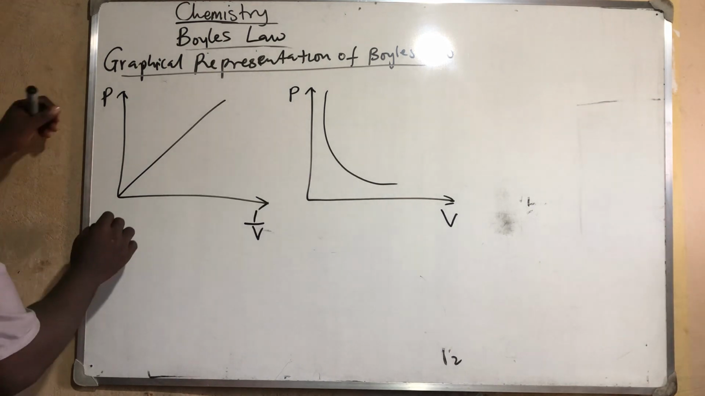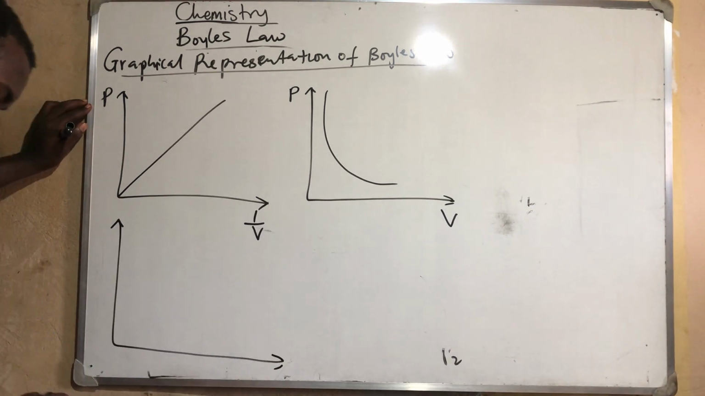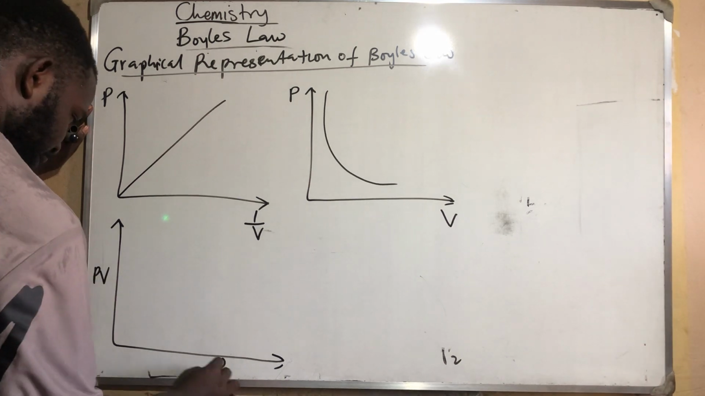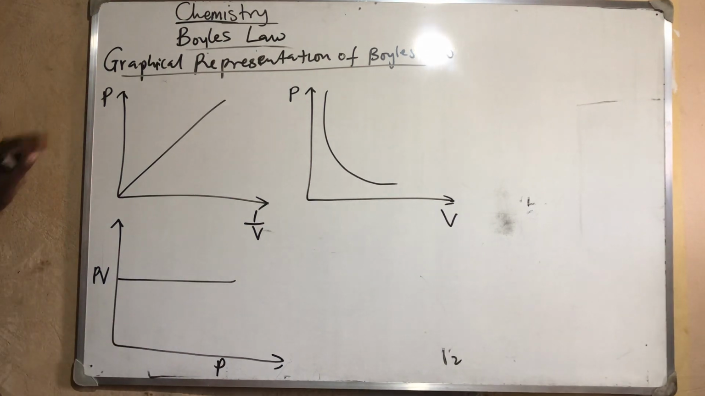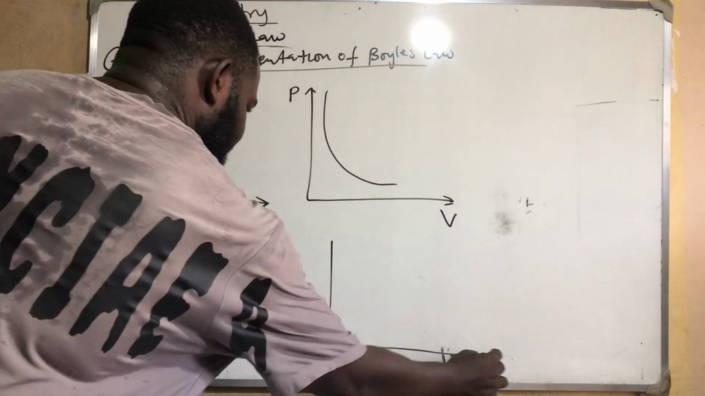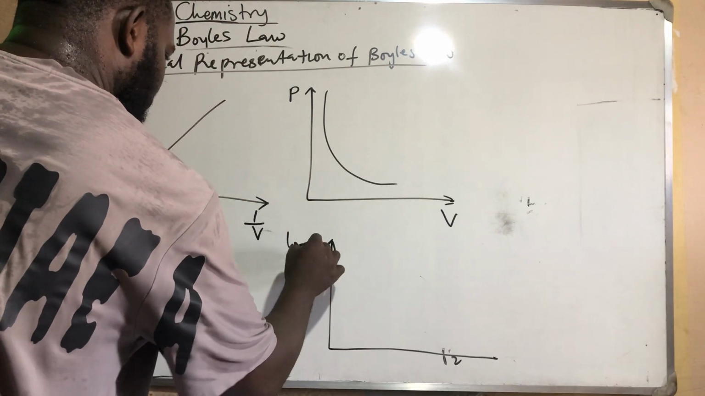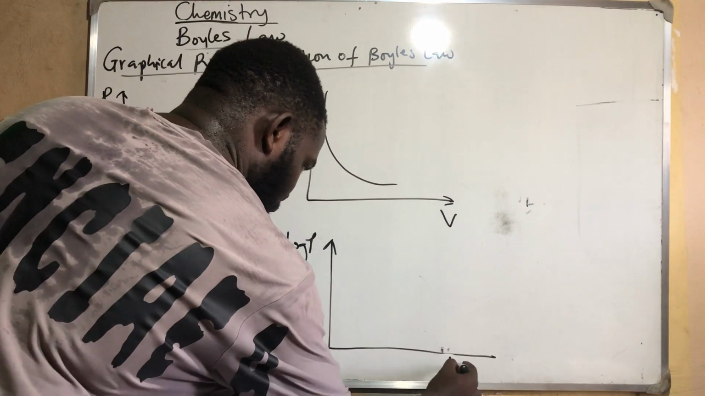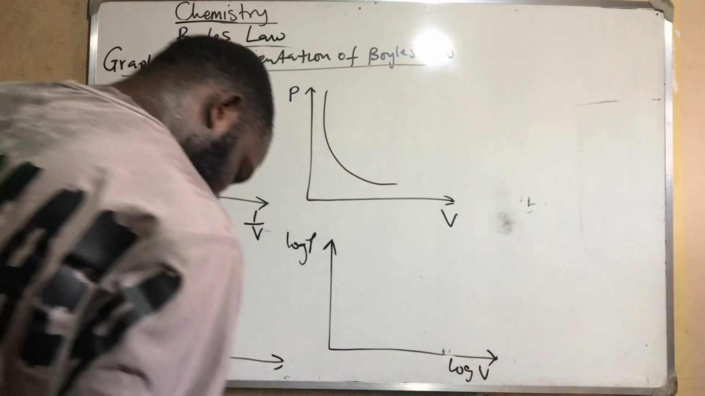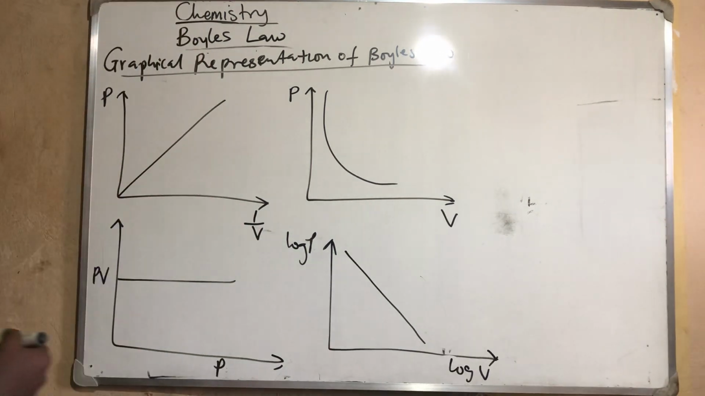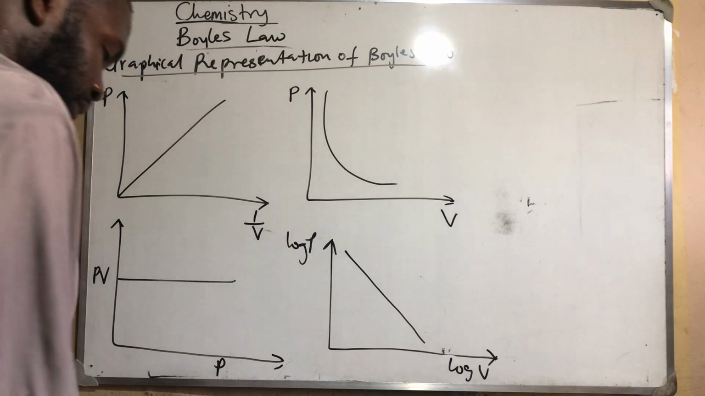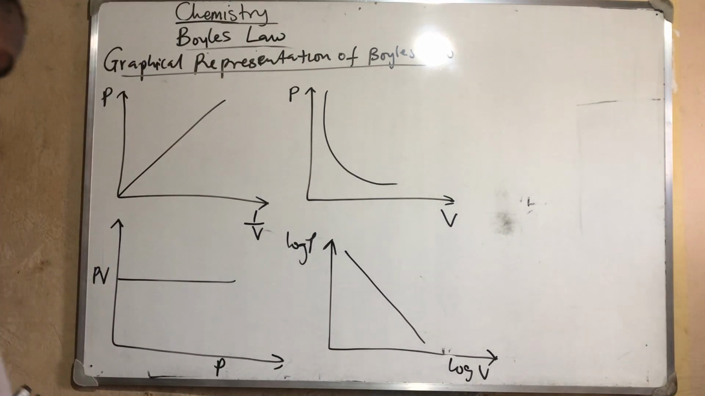Then the third one is if I have PV here and then I have P here, then it's going to be a straight line like this. Then finally, if I have log P against log V, they said it's going to be like this. So you should note the different diagrams. So this is the graphical representation of Boyle's law. All right. Okay. So the next one.